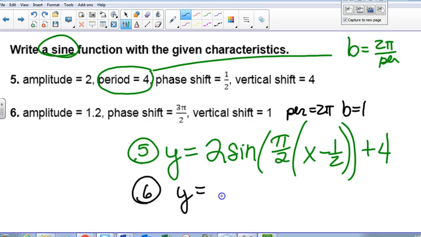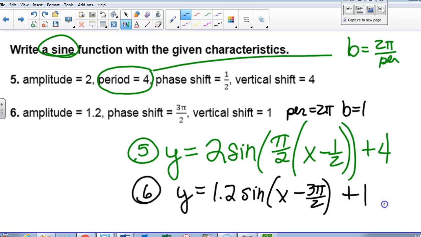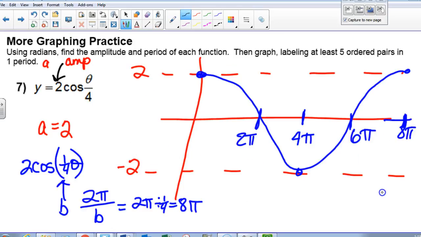Pi equals 1.2 sine 3 pi plus 1. That's it. More on writing equations next week. That is not on your homework until next week.